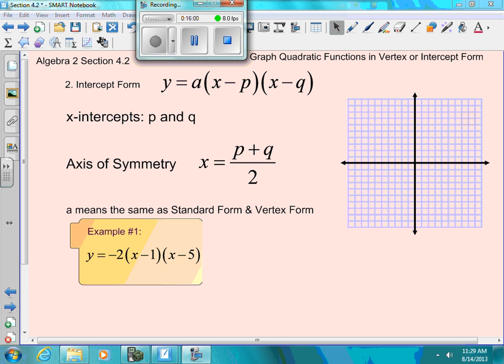So the x-intercepts are p and q. Once again, the opposites of what's in the parentheses. Just like when we found the h value with the opposite for vertex form, in intercept form it's the opposite of p and the opposite of q. The axis of symmetry is x equals p plus q divided by 2. It's a cool formula, or it's the midpoint between p and q, if you think about it that way graphically. And we'll show you what I'm talking about here in a minute.